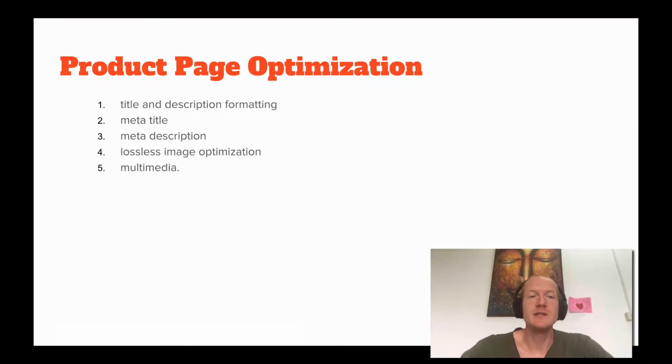So first things first, let's talk about the product page optimization, because there's one page on your website that matters more than any of them, and that's definitely your product page. So there's certain things you need to be doing with your product page to optimize it. Number one is the title and description formatting. So the title should be formatted correctly. If you're doing high-ticket dropshipping, it should go like brand, product name, product type, right? And it should be uniform throughout your entire website.